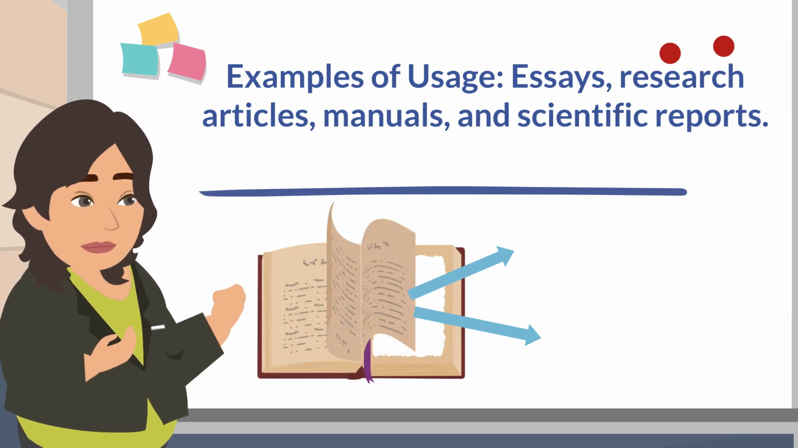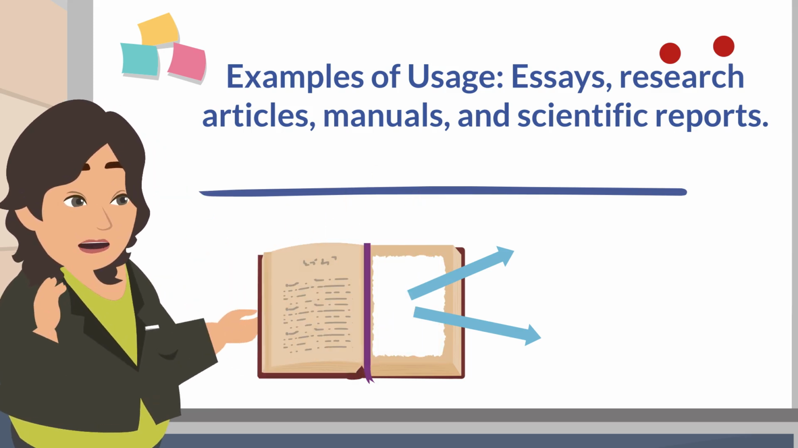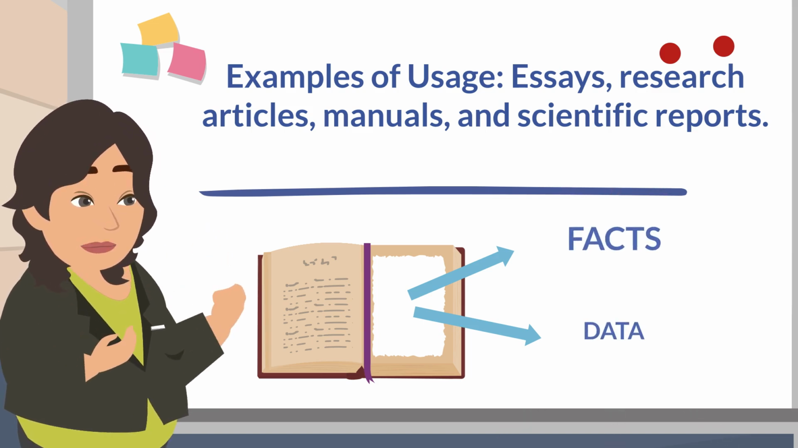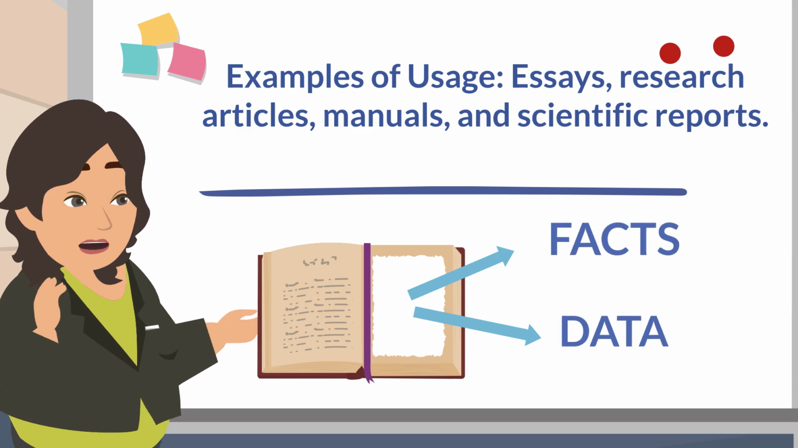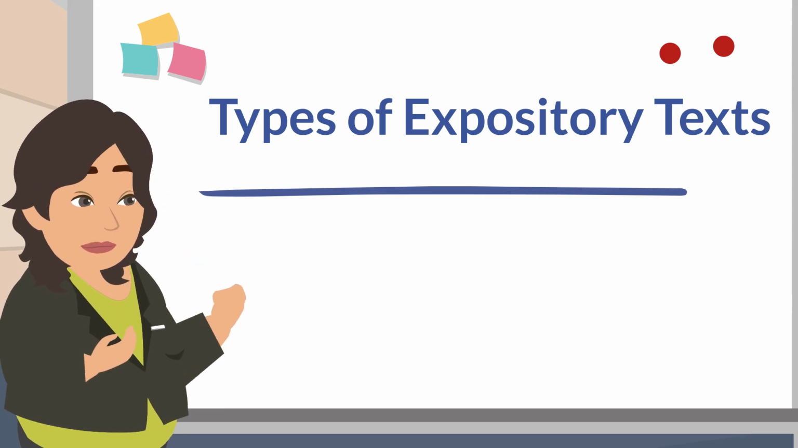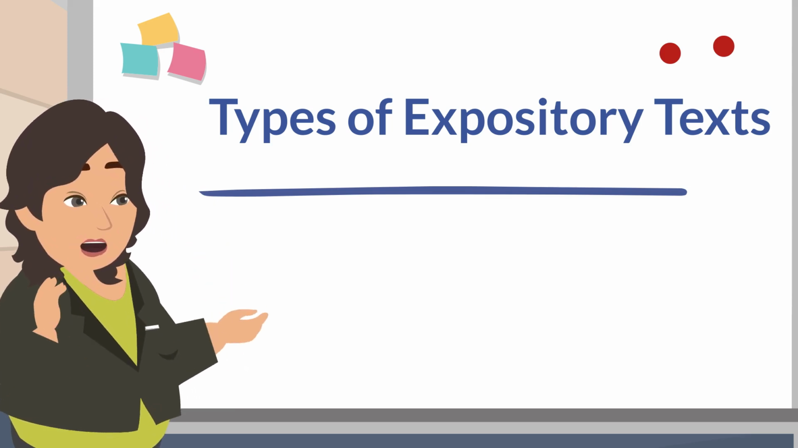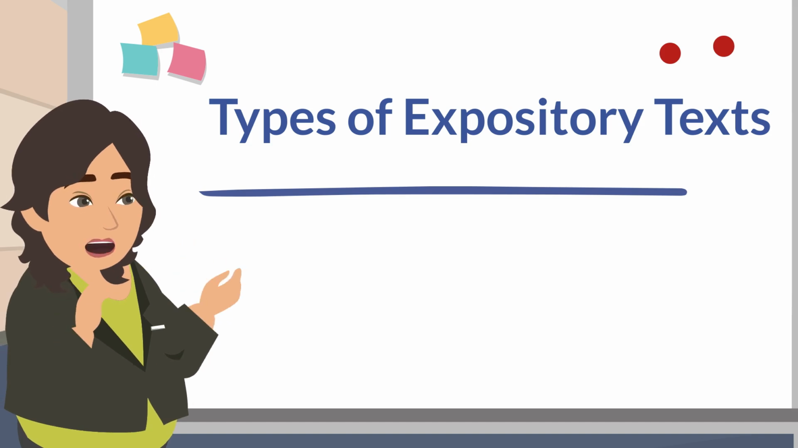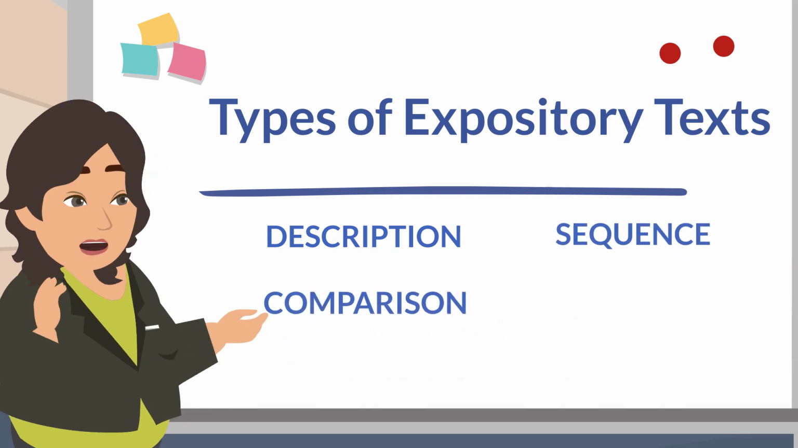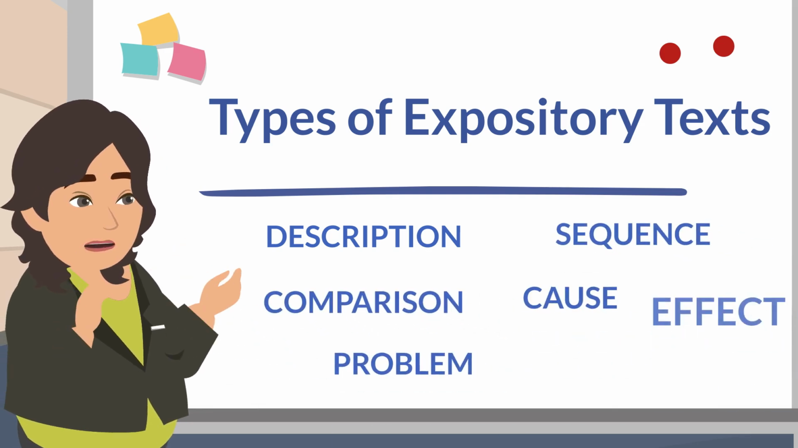For example, when reading a research article or a scientific report, the writer's goal is to present facts and data, allowing the reader to learn and understand the topic more deeply. Expository texts come in different forms depending on the purpose they serve. There are 5 main types of expository texts: description, sequence, comparison, cause and effect, and problem and solution.